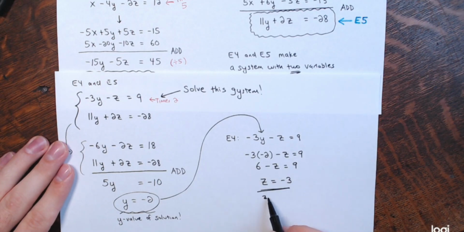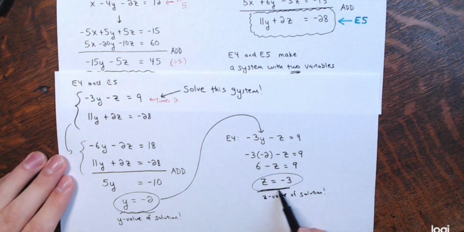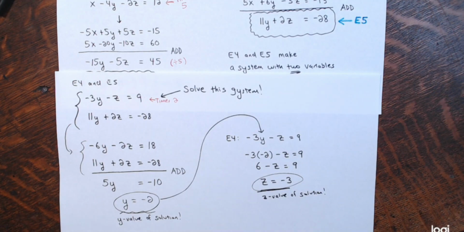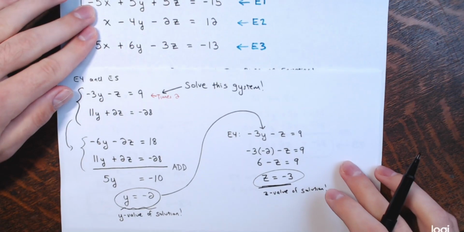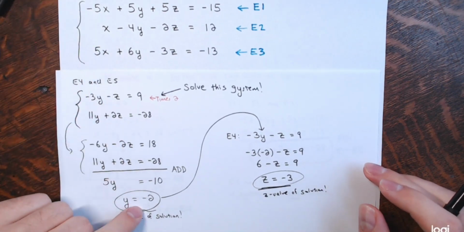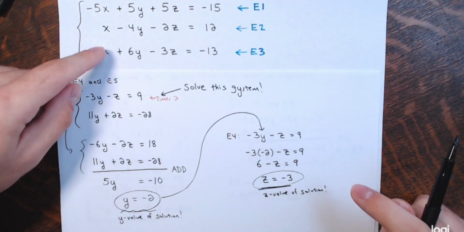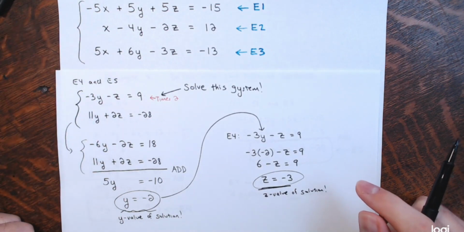There's the z value of the solution. And now I'm 2/3 of the way done. Right, I've got the y coordinate, the z coordinate. Now we need the x. So now I go back to the original system, and I'm going to replace y with -2 and z with -3 in any of these equations with x in it and solve for x.